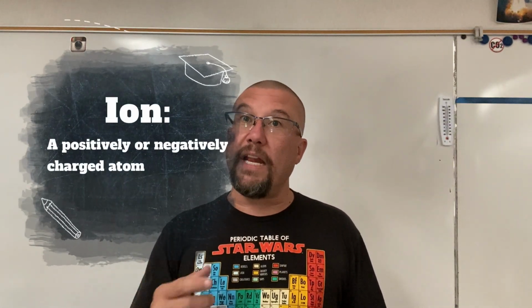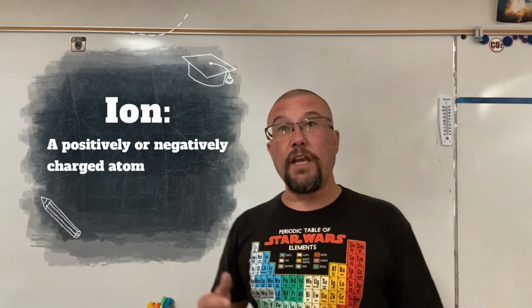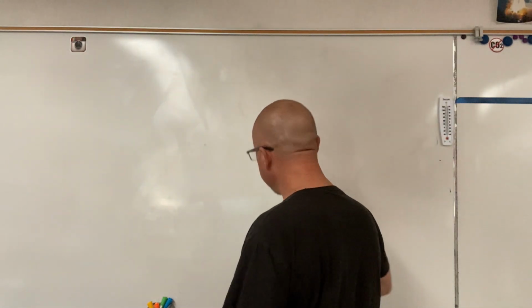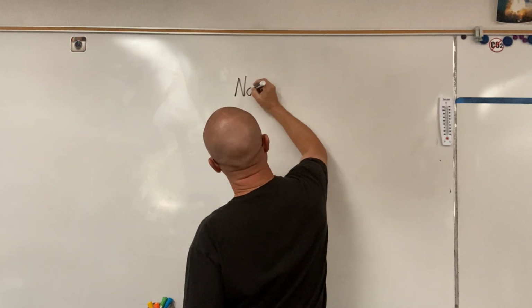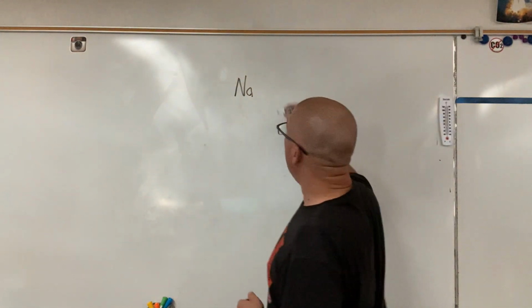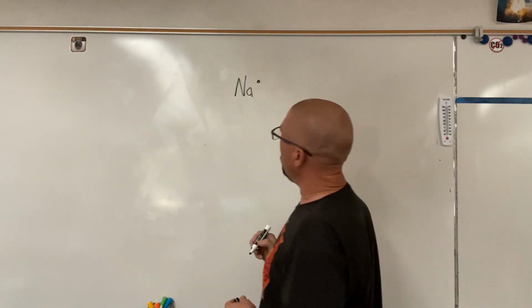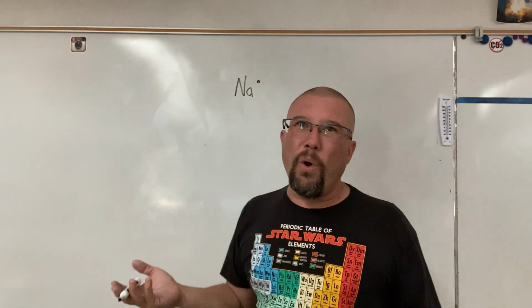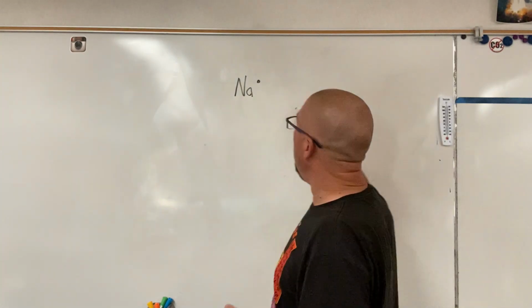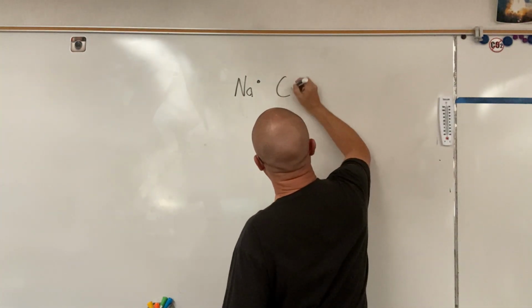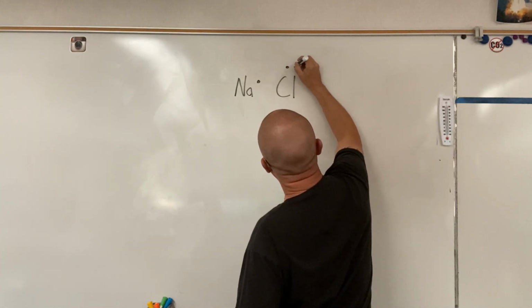Because of that, sodium becomes what we call an ion, a positively or negatively charged element. So if you think about it, we have sodium, and if we do the dot diagram, sodium has 1 electron. It doesn't really want 1. It can't do much with 1. It can't really bond. So it likes to give that 1 electron away, and it gives it to chlorine. And chlorine has 7.